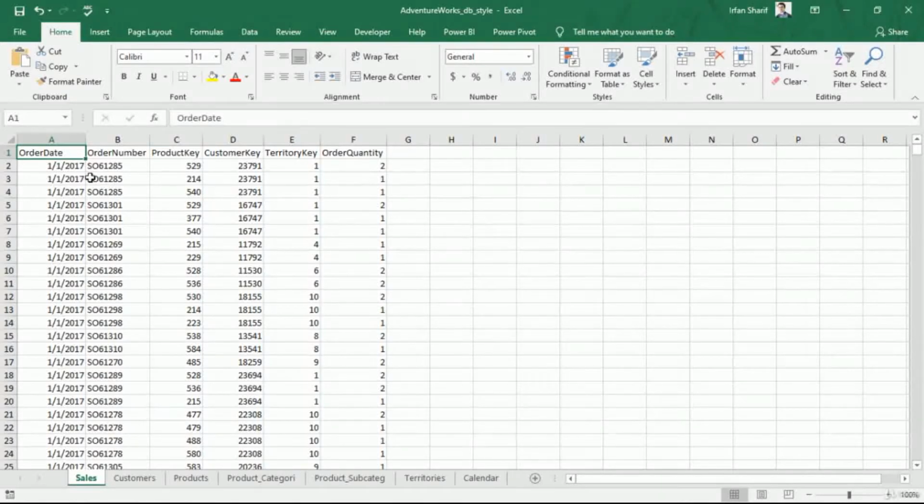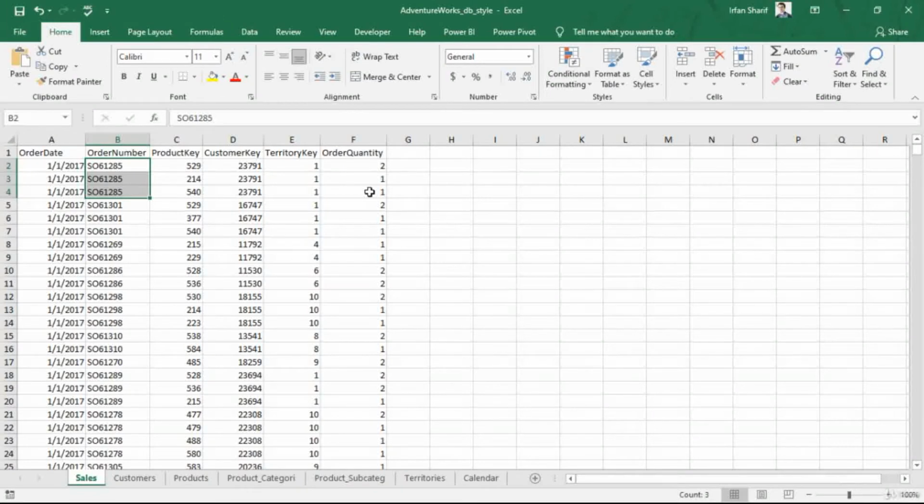So for example, you can see that in this first order, this order has 3 line items. Even though the product information is different for all of these 3 lines, other information like customer information and territory information will be the same for all of these 3 lines. And if we bring all the information onto one sheet, this will mean that we are duplicating information for no real reason, right?